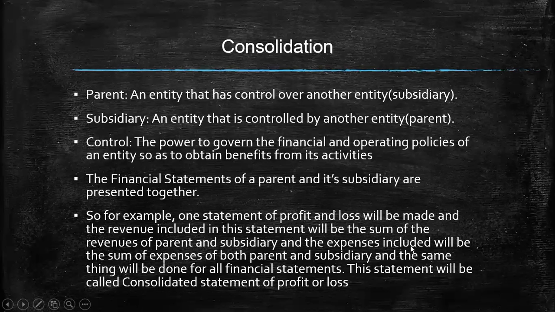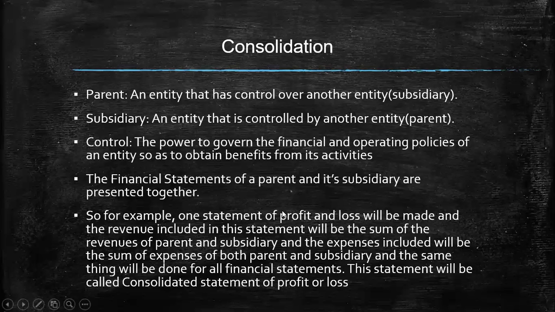The expenses included in the consolidated statement of profit and loss will again be the sum of expenses of both parent and subsidiary. Right? We did a similar thing for the statement of financial position as well, for the assets section and the liability section. For equity, it was slightly different. We did not add the values of parent and subsidiary for the equity section, but for the asset section and the liability section, you may remember, we added the values of parents' assets and the subsidiaries' assets, and then for the liability section, we added the values of parents' liabilities with subsidiaries' liabilities.